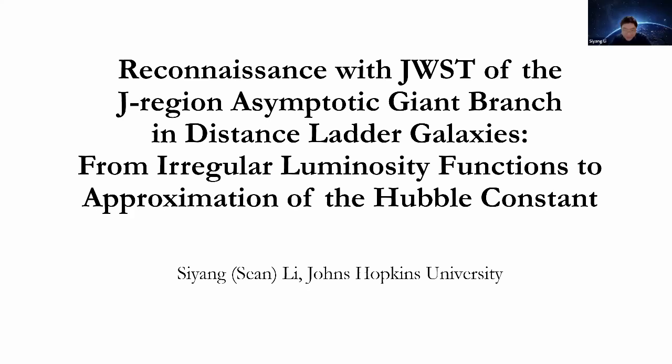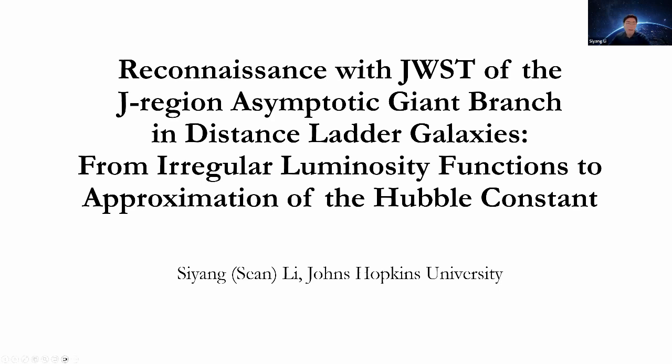Right, thanks so much for the introduction and thank you for inviting me to speak here. Today I'll be talking about what I'm going to call a reconnaissance of the J-region Asymptotic Giant Branch in the context of using it as a standard candle, as well as provide evidence of non-uniform asymmetry in their luminosity functions and describe how we're going to approximate the Hubble constant in the context of this irregularity.